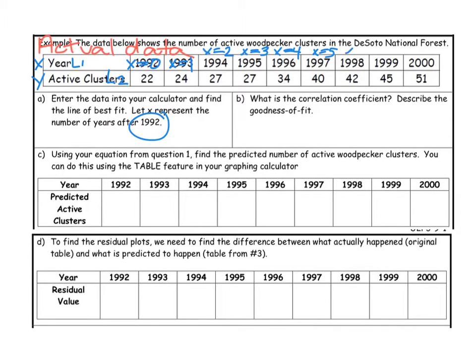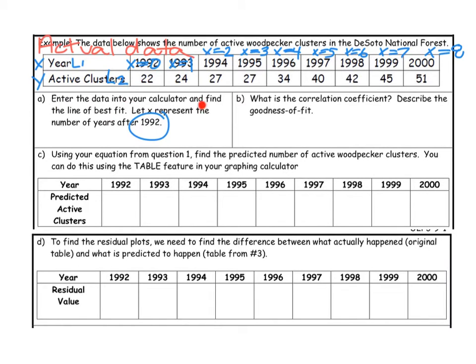This will be 5. 1998 is X equals 6. 1999 is X equals 7. And the year 2000 is X equals 8. So again, in our calculator, this is going to go in list 1: 0, 1, 2, 3, 4, 5, 6, 7, and 8. And then the active clusters, which is our actual data, is going to go in list 2: 22, 24, 27, and so on.